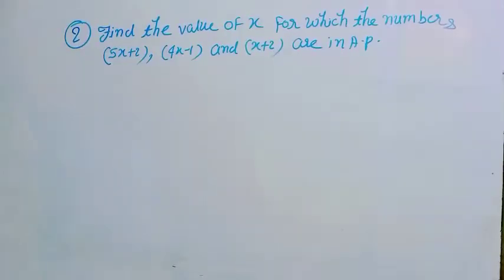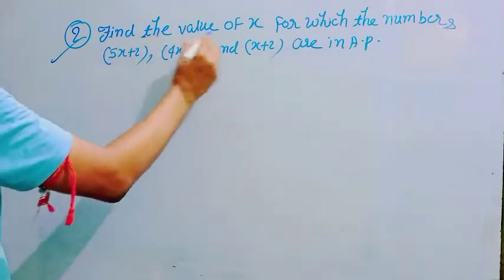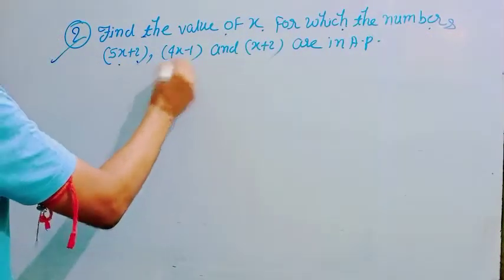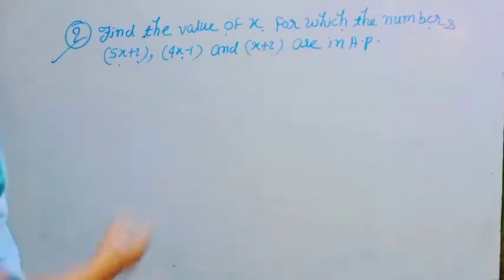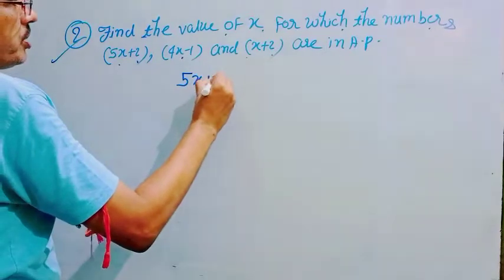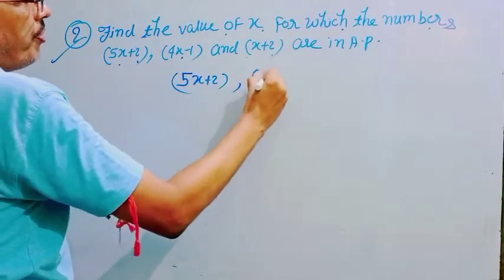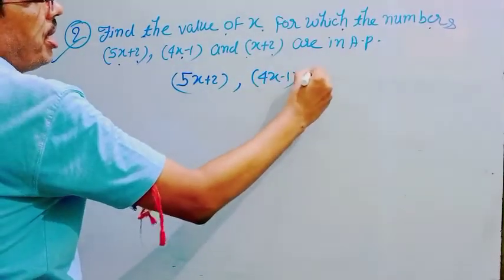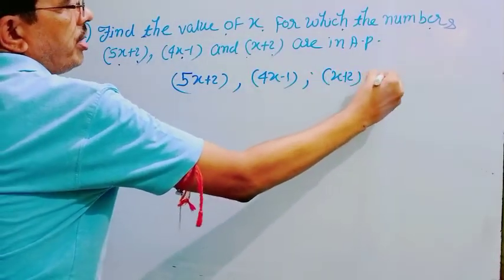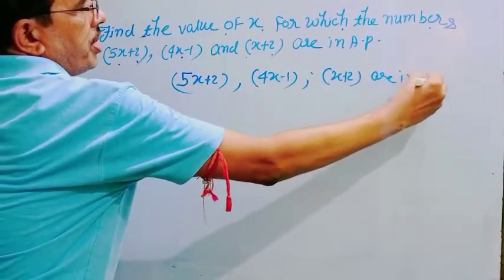Now see question number 2 of exercise 5B. Find the value of x for which the numbers 5x plus 2, 4x minus 1 and x plus 2 are in AP. It is clear that these numbers 5x plus 2, 4x minus 1 and x plus 2 are in AP.